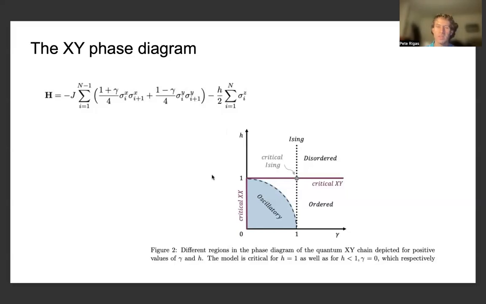And we can see that as in many different types of phase diagrams for models of quantum physics or statistical physics, there can be different ways in which the phase space can be partitioned into different types of behaviors. One can see that the line h is equal to 1 is the critical line for the XY model. And then above this line, there can be different partitions of the phase space, namely a disordered phase, a critical Ising phase, or below the critical XY line, below the h is equal to 1 line, we have a critical XX model phase, or we have ordered phases or oscillatory phases.